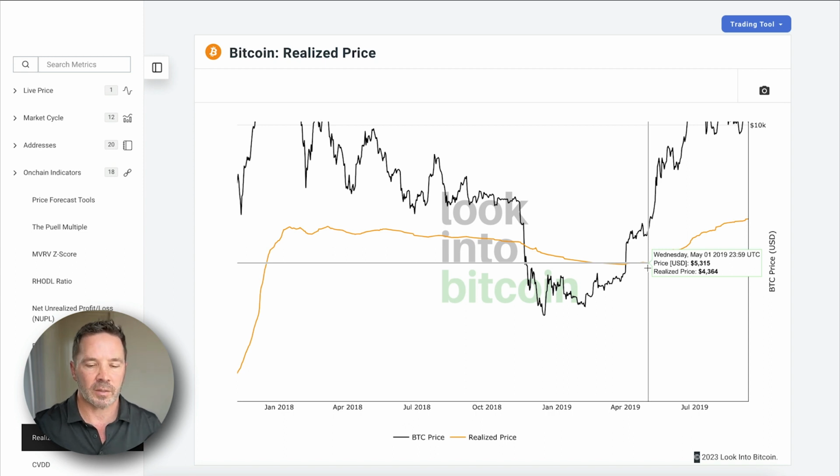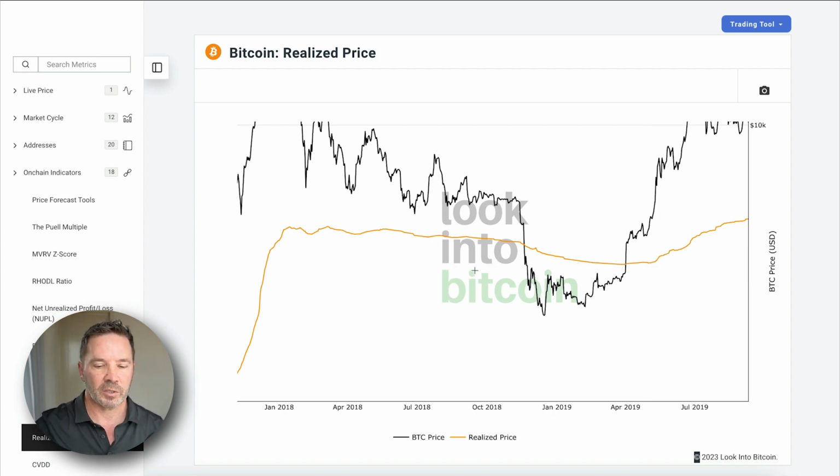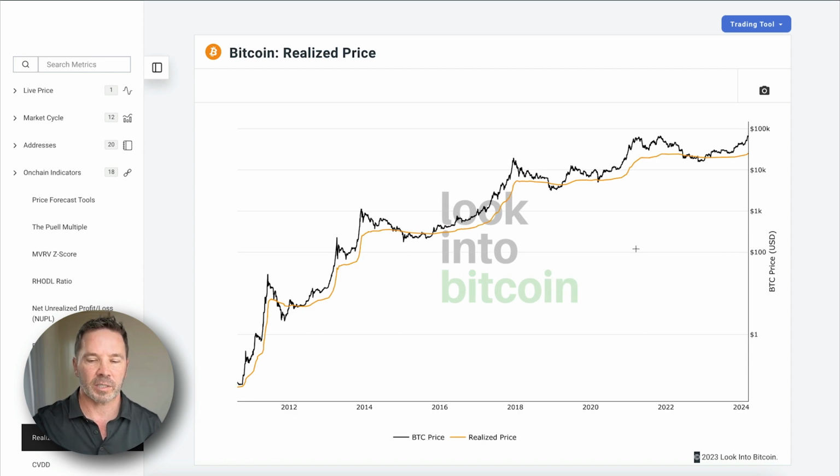So there are times when the realized price does go down, but you can see in general, the realized price is significantly more stable than the actual price of Bitcoin. So keep that in mind. All right, let's look at the MVRV Z-Score chart.